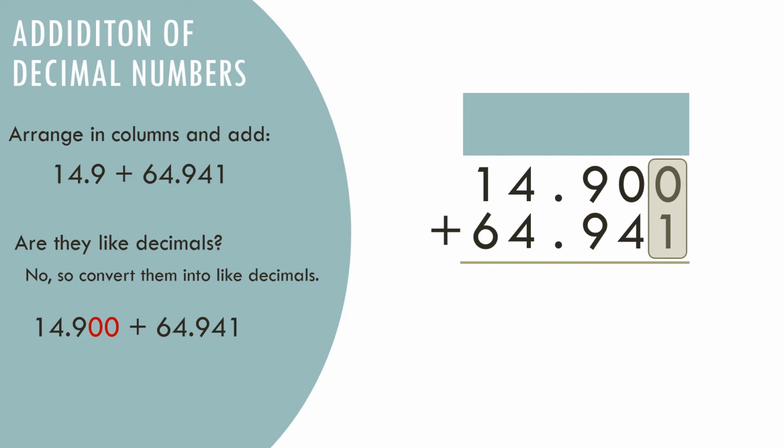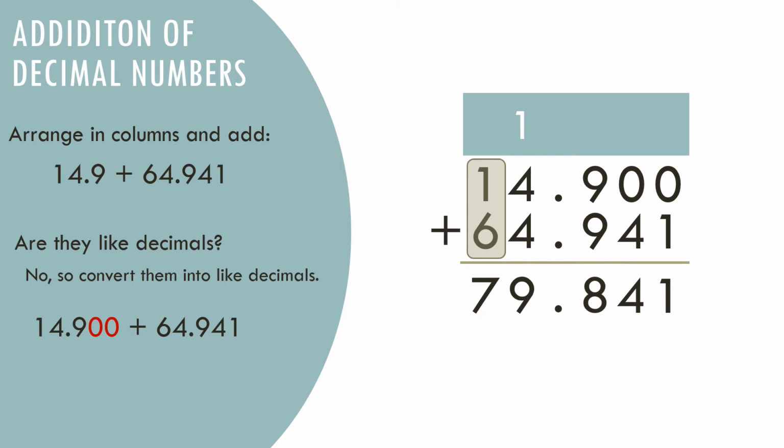So add 0 plus 1 is equal to 1. So write 1 below 0 and 1. Now add 0 plus 4 is equal to 4. So write 4 below 0 and 4. Then add 9 plus 9 is equal to 18. So write 8 below the line and carry 1 to the ones place. Then write the decimal point as it is. Then add 1 plus 4 plus 4 is equal to 9. So write 9 below the line. Now add 1 plus 6 is equal to 7. So write 7 below 1 and 6. So the answer is 79.841. Remember, the decimal point is placed in the sum also.